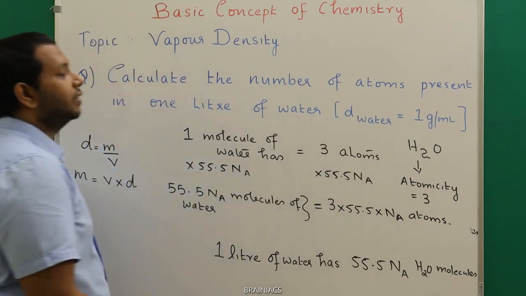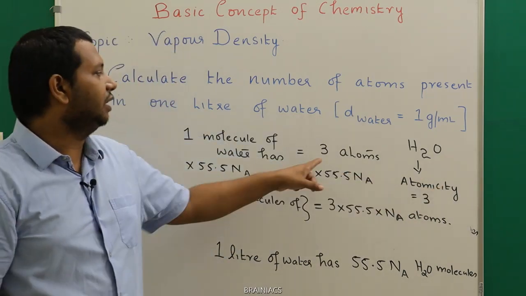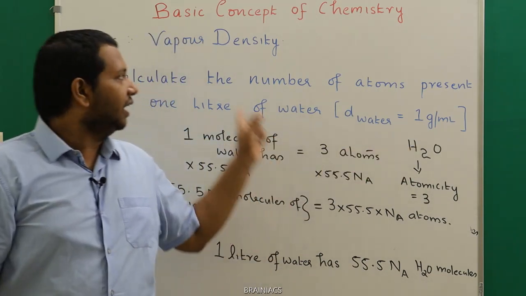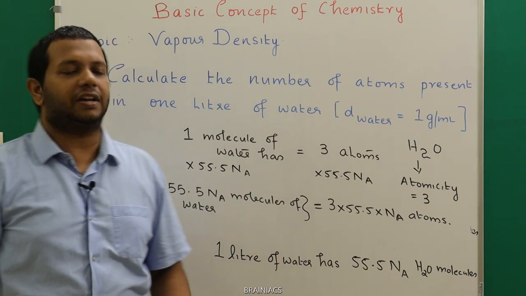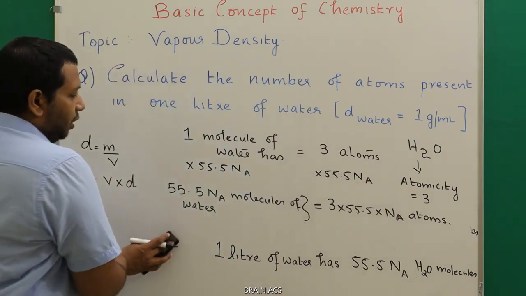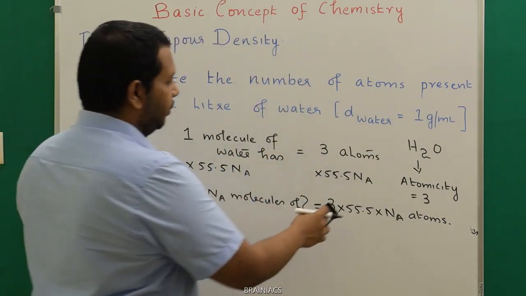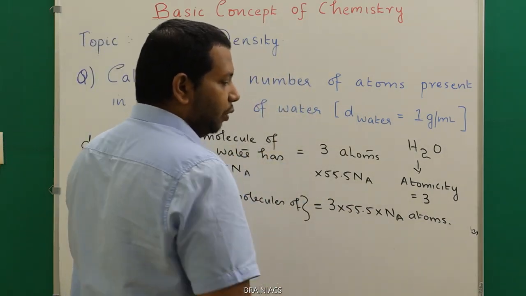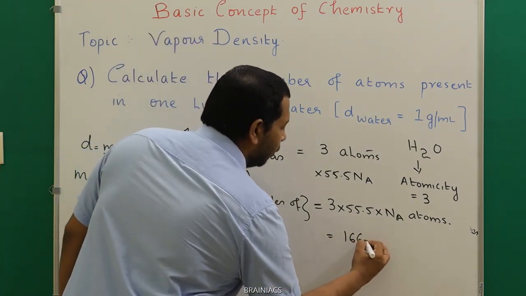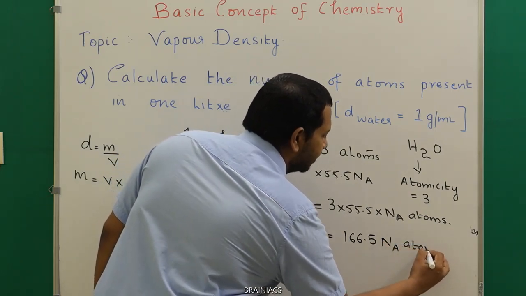Correct? So suppose they are asking hydrogen atoms, then the atomicity of hydrogen needs to be taken, which will be 2. If they are asking oxygen, it will be 1. But here generally they are asking the total number of atoms. That is the reason why I have taken atomicity as 3. So now tell me what is this value? 55.5 into 3 into Na. So that will come around 166.5 Na atoms. So this will be my answer.